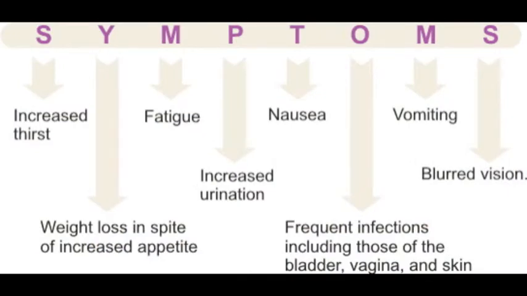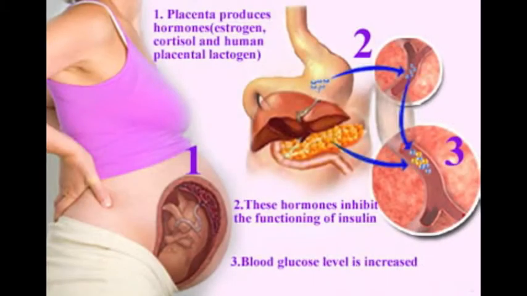Many women can present without symptoms, but some may experience increased thirst, weight loss, fatigue, increased urination, nausea, frequent infections, vomiting, and blurred vision. So how does this happen? When a woman becomes pregnant, the placenta produces hormones which may help the baby develop but can inhibit the functioning of insulin. As a result, the mother has increased blood glucose levels due to insulin resistance.